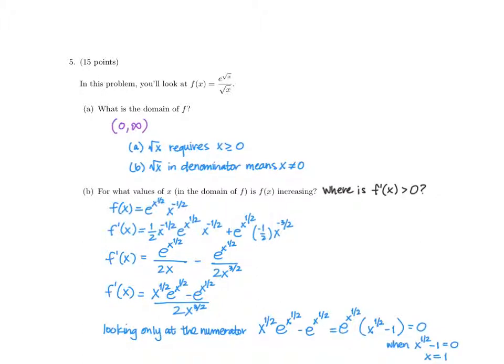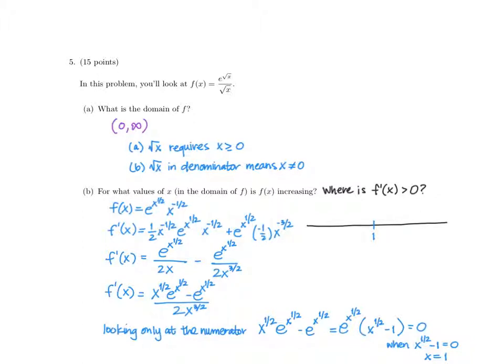Perfect. That gives us a critical point. Let's put it on a number line. Now let's test points on either side. Let's pick something that's less than 1. Now remember, our domain is strictly positive, so it has to be strictly positive and less than 1, so let's pick something like 1/2. Well, if we pick something like 1/2, what happens to the sign of our derivative?